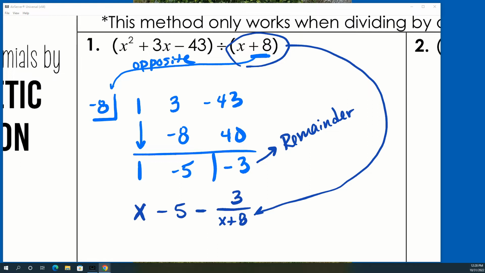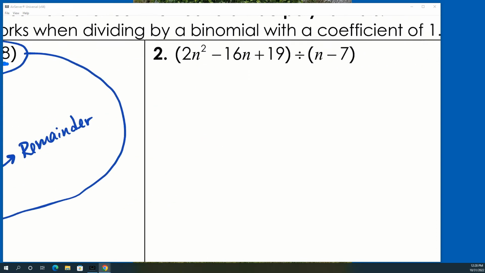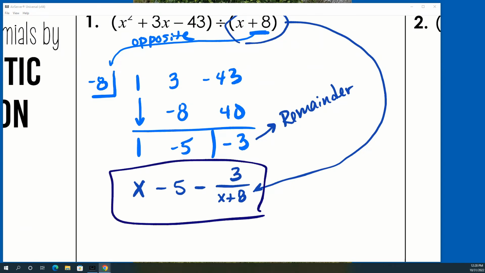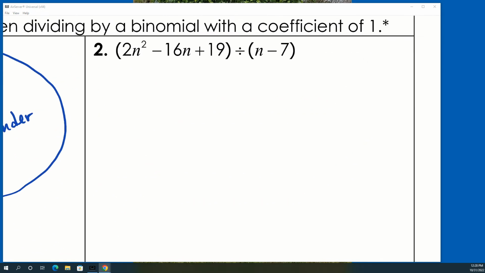All right. So this time, watch me do it. Don't look at your phone. Watch me do it. And then see if you have any questions after it. This is the whole answer. That's what you get when you divide those two. All right, so let's look at the next one.